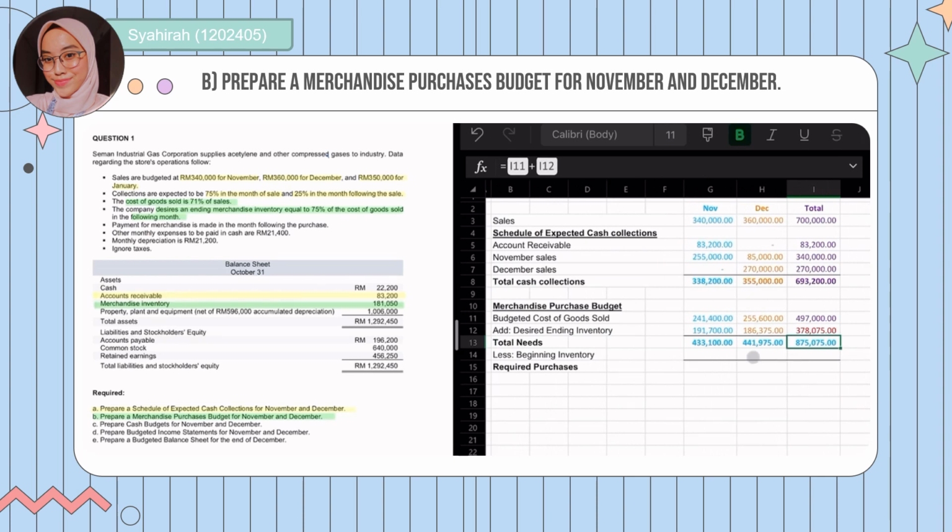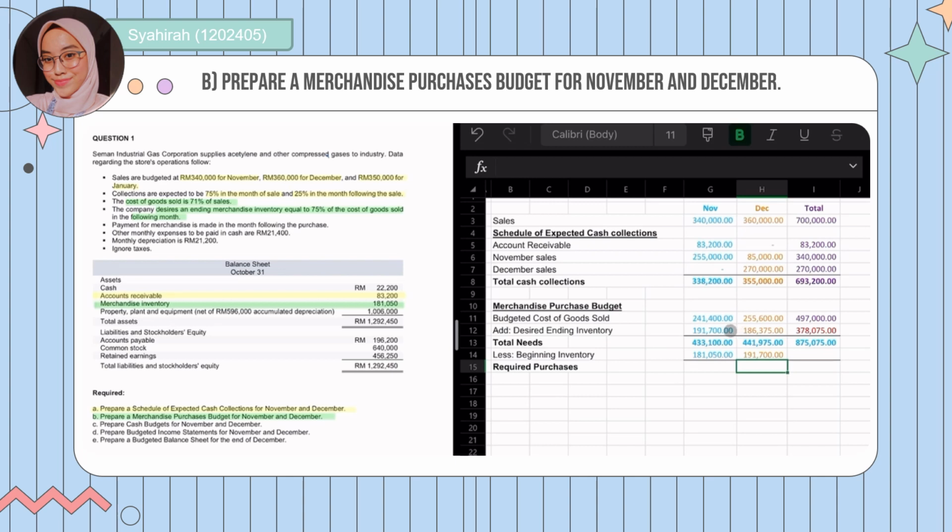Okay, so now we know the total needs for each month. Next we have to minus the beginning inventory of the month. The beginning inventory of November, we get it from the October balance sheet, which is 181,050. We enter just like that, and then for the beginning inventory for December, we take this number, which is the desired ending inventory for November. So just equal sign and click this cell, and then we press enter.